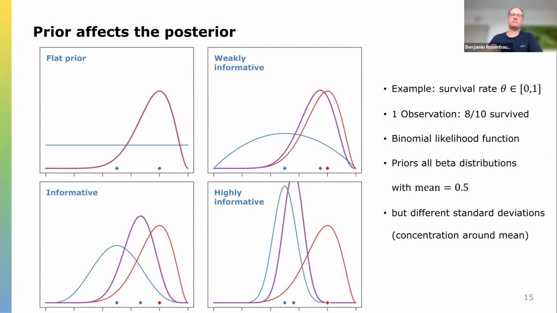And then having different priors, they all have the same mean, 0.5, but they have a different level of information. So the concentration towards the mean increases from flat to weakly to highly informative. And you see how, in this case, the posterior mean estimate, the purple one here, is drawn towards the mean of the prior.